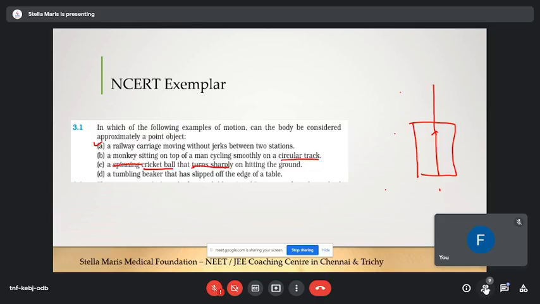Yes, sir. The ball does not spin, and the distance it covers is more than the size of the object. Very good. Right. So what about D?